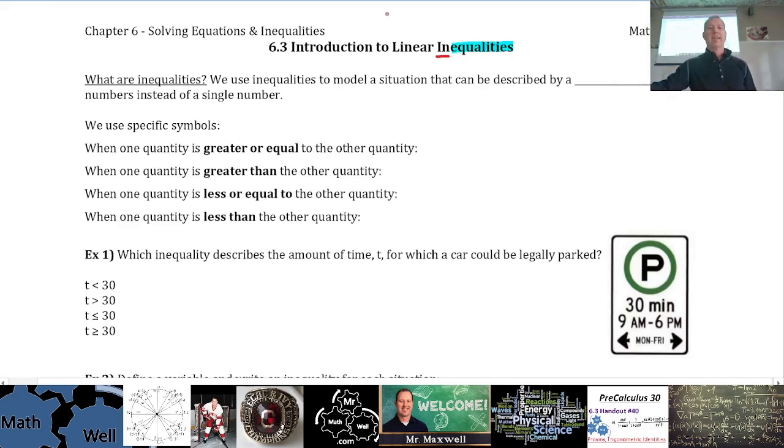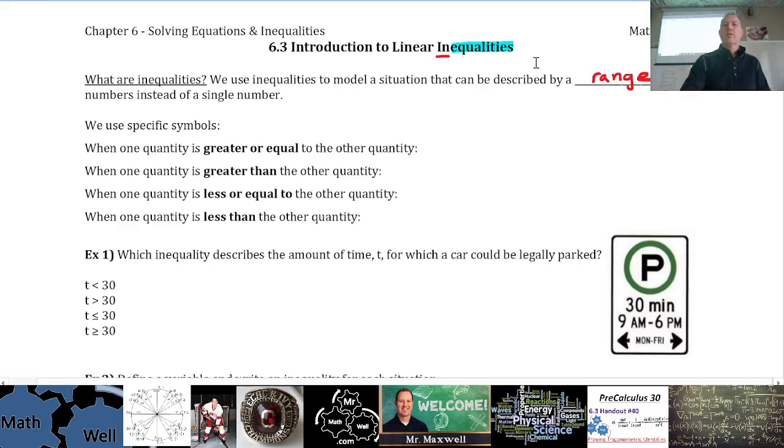What are inequalities? We use inequalities to model a situation that can be described by a blank of numbers instead of a single number. What do you think goes there? So think about an equality: a single number as an answer that fits in the equation. If it's an inequality, we're not talking about a single answer anymore. We're talking about a pair. That's a good guess, but it may be better described as a range of numbers. A pair is usually just two, right? So there could be more than two. There could be a range of numbers.